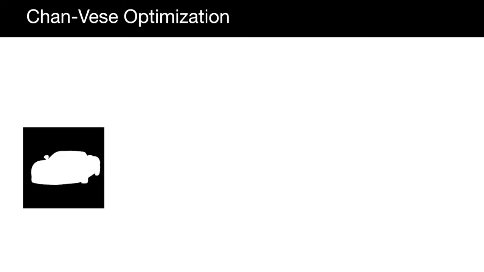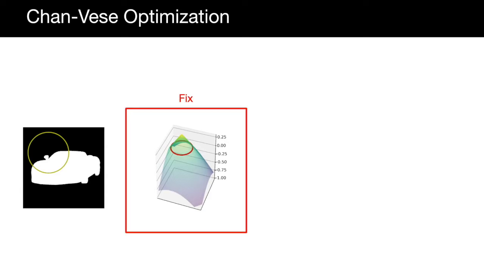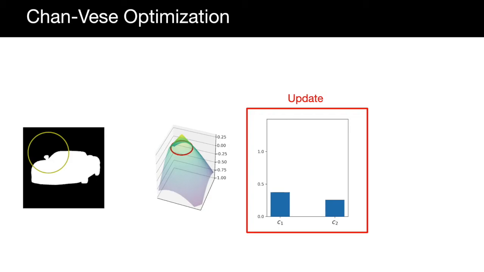As a simple toy example, we binarize the car and apply the Chan-Vese optimization as follows. Suppose we have as initialization the TSDF to a circle. Optimization proceeds by first fixing phi and then updating C1 and C2, which turn out to be the average of pixel values inside and outside the object respectively. We show this with color circles in the third plot.